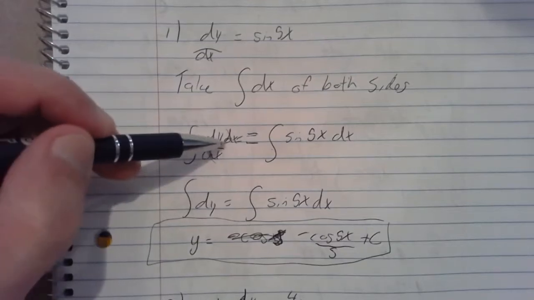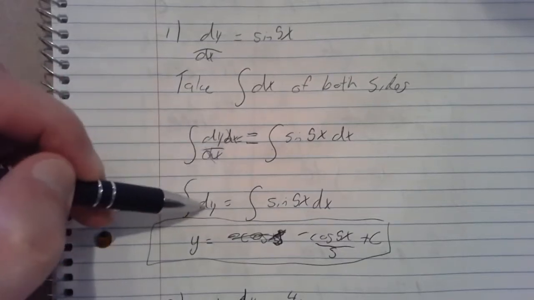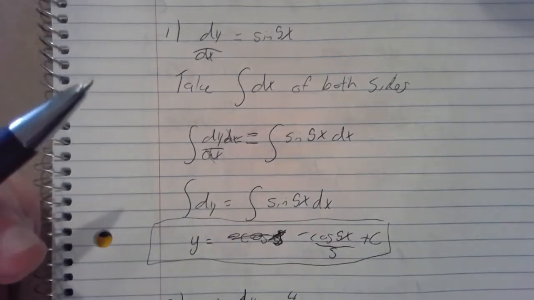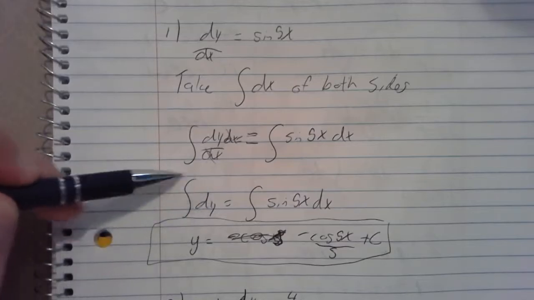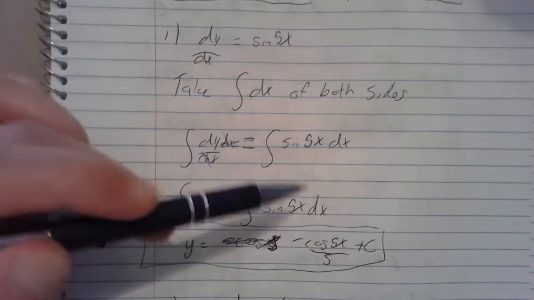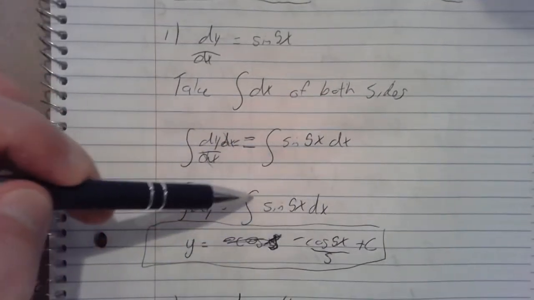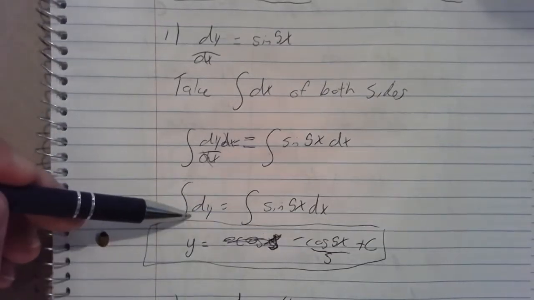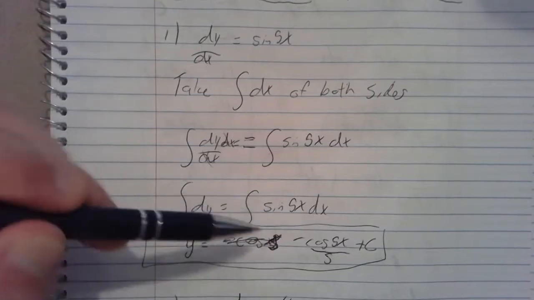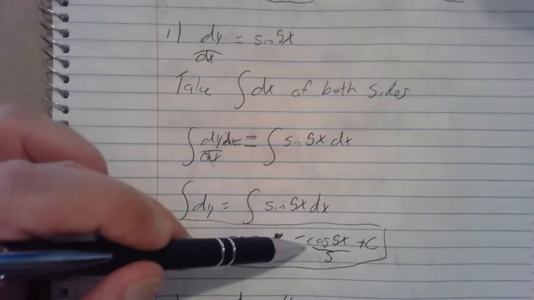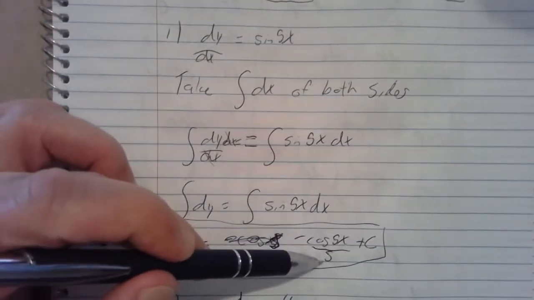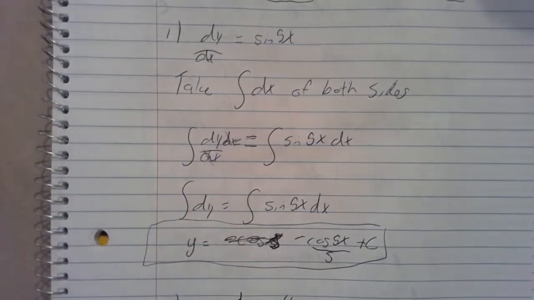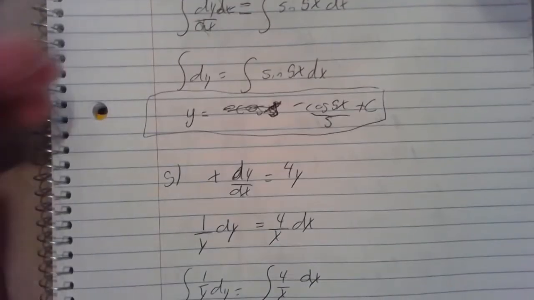dy/dx dx is just dy. So the net result here is we end up integrating the left side with respect to y and the right side with respect to x. So the antiderivative of dy is y. The antiderivative of sine of 5x is negative cos 5x over 5 plus C. And we're done. Okay, what if we had a more complicated example?